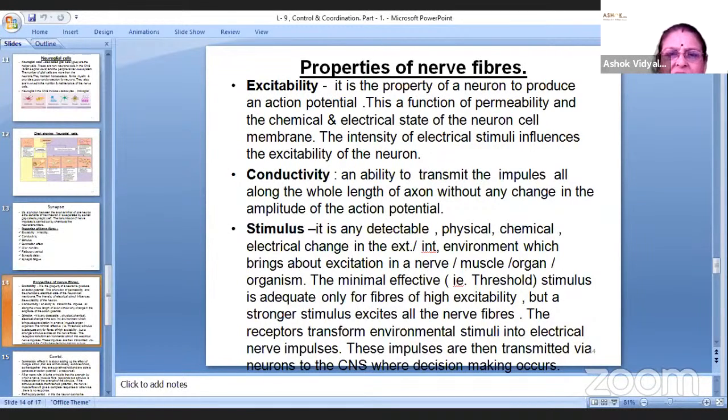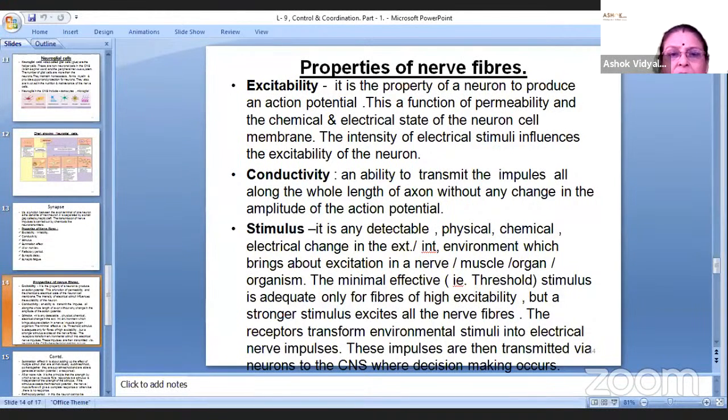Stimulus means to disturb something, okay? Physical disturbance to any structure, any organism. That is external or internal. It can be internal also. The minimal effective stimulus, that is the threshold stimulus, is adequate only for fibers of high excitability. Right? So the threshold stimulus is enough for the cell or the fiber to get excited or irritated. But a stronger stimulus excites all the nerve fibers.